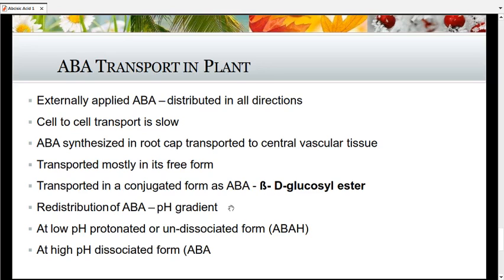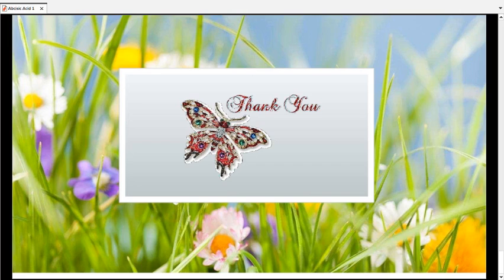Then the pH gradient also influences its distribution, or we say how pH gradient influences its dissociated or undissociated form. We see at low pH the protonated or undissociated form of ABA is present, whereas at high pH the dissociated form of ABA is present. So as far as transport is concerned, it is distributed in all directions, from the root cap transported to central vascular tissue, mostly transported in free form. Hope students you understand all this.